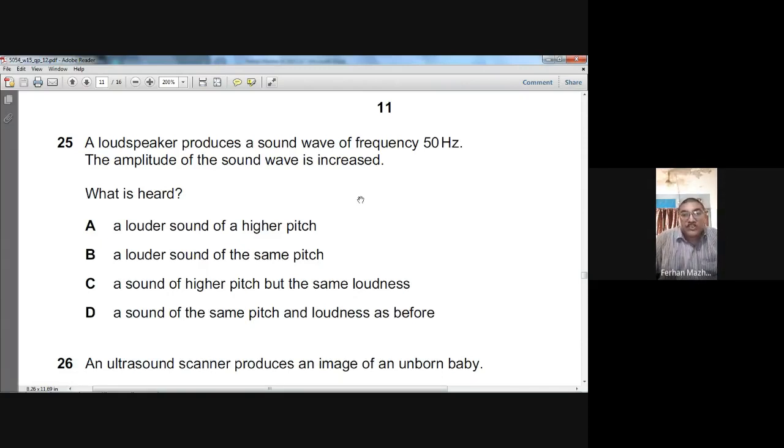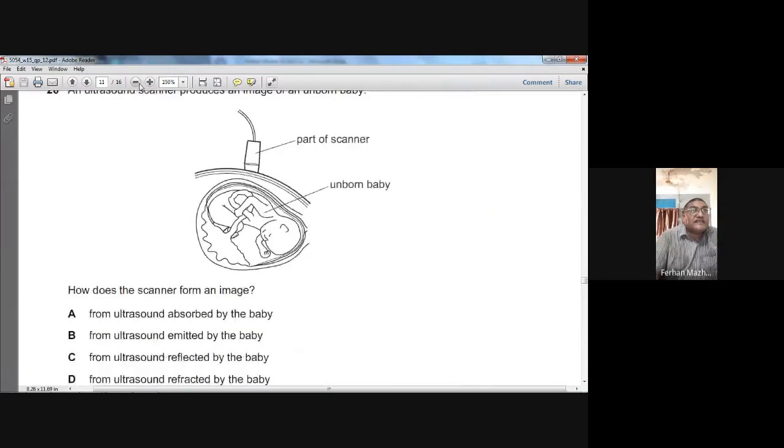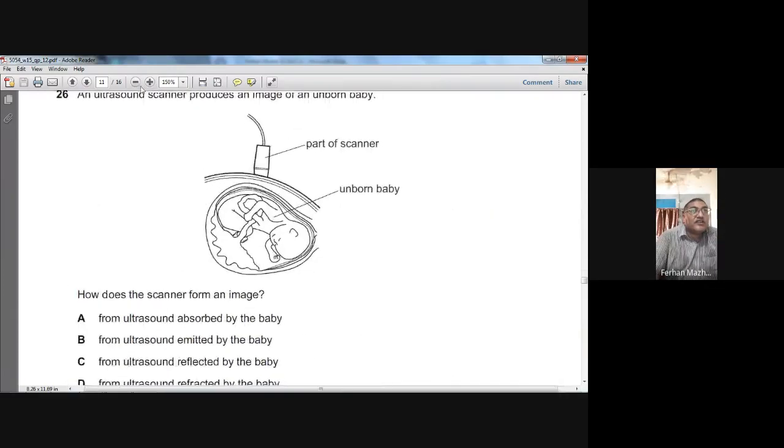But because you have not changed the frequency, the pitch will be the same. So we will hear a louder sound of the same pitch. So B is the option. Question number 25, B is the option. Okay, so we are going to the next question. Question number 26 is on your screen.